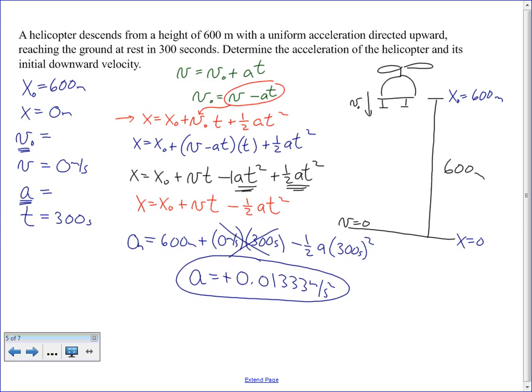I'm going to check to see if this answer agrees with what we were told. We were told that it has a uniform acceleration that's directed upwards, and so our acceleration should be positive. In this, the positions were increasing as we moved upwards, so we were saying that upward was the positive direction.